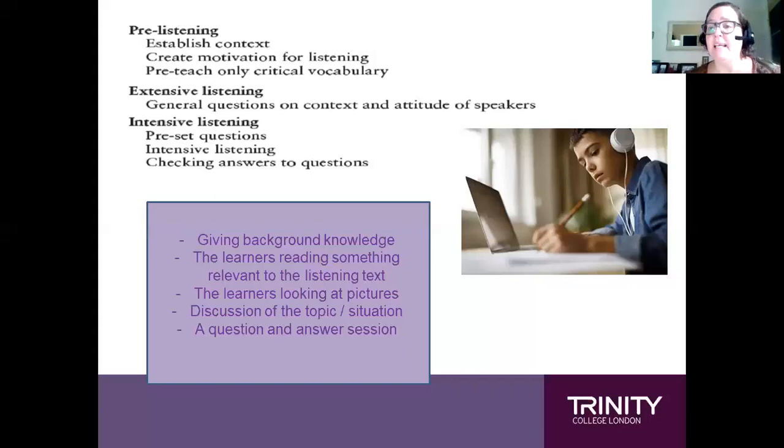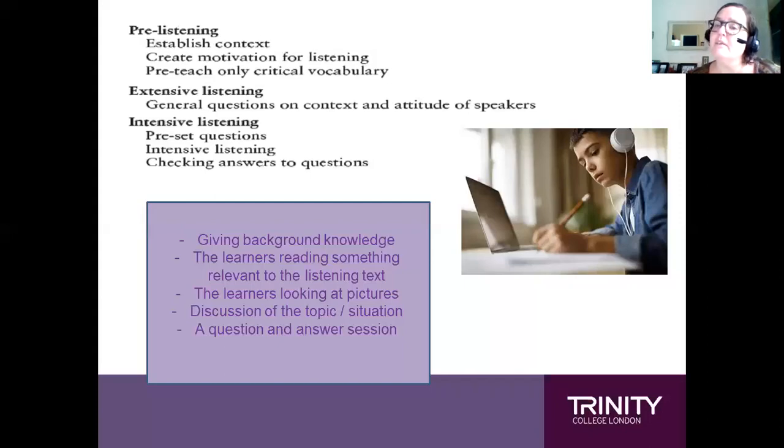Intensive listening has to do with preset questions. Intensive listening has to do with answering those questions and then checking the answers to those questions. And we've got some other golden rules over there to take a look at. And they have to do with giving background knowledge. If you feel that what they are going to listen to, they might not know much about, you give them background knowledge. The learners might be reading something before listening.